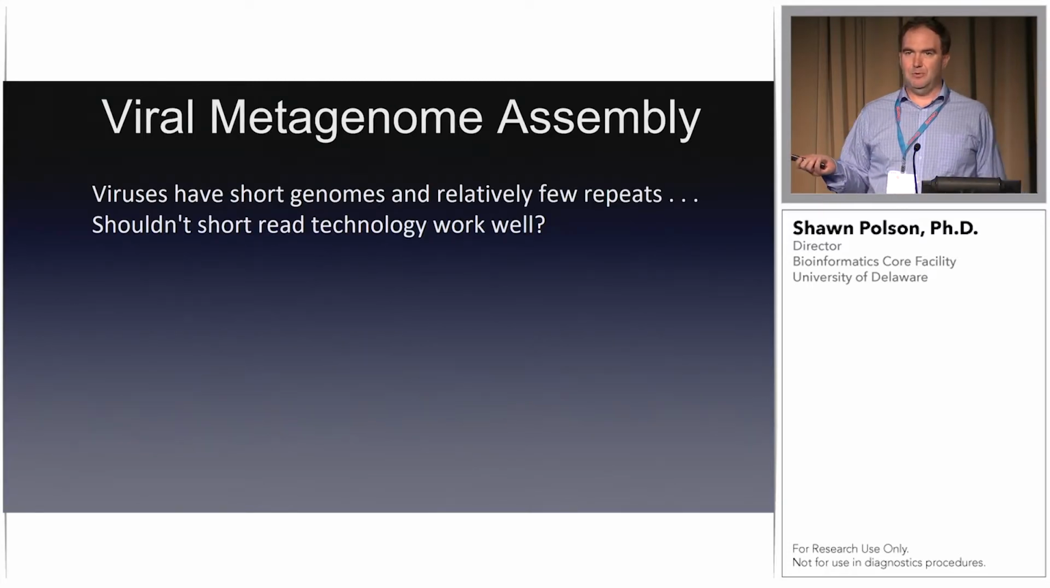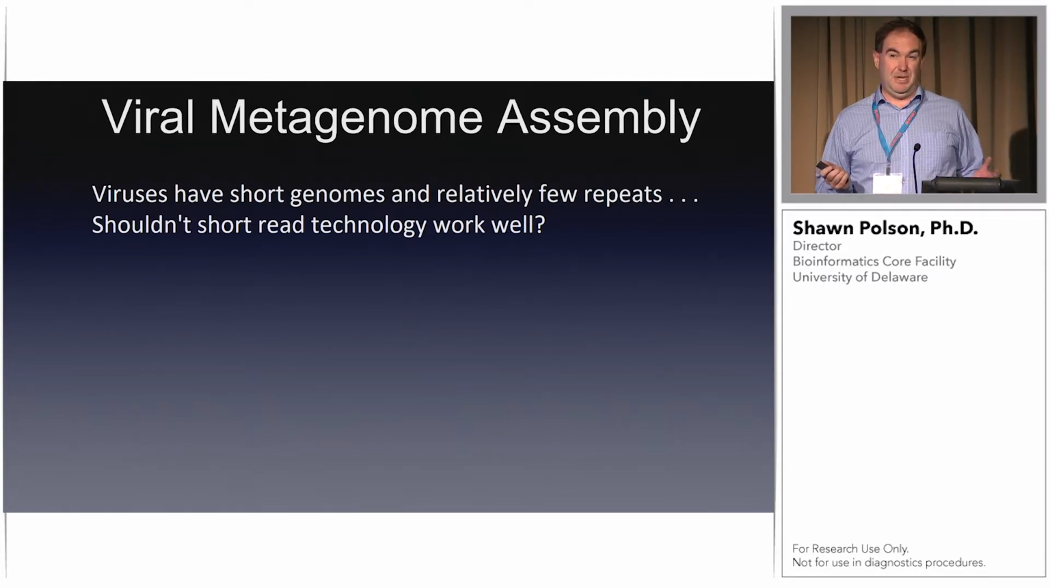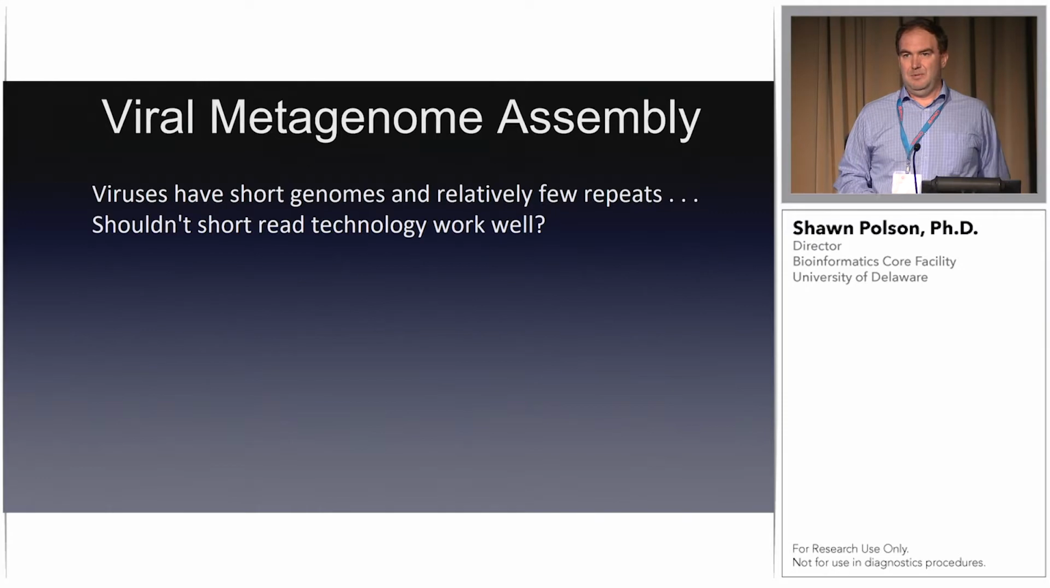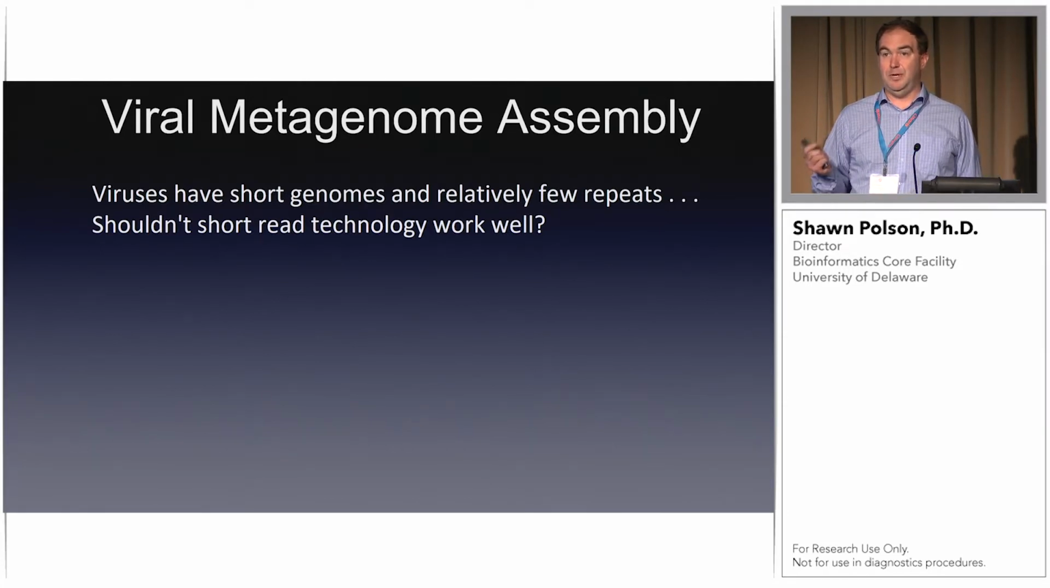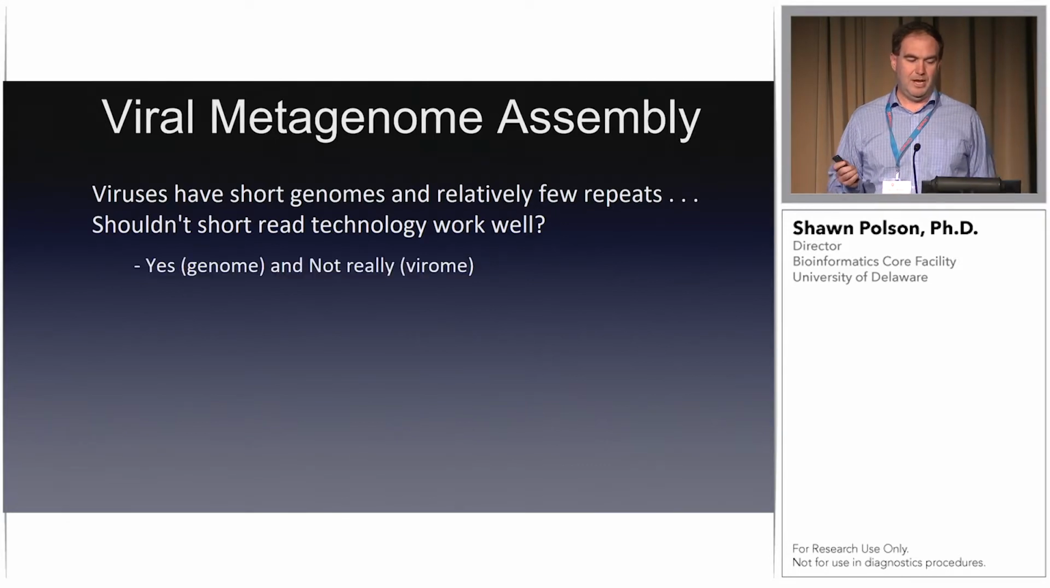You would really think that with viruses, they have short genomes. The ones we look at tend to range from, say, 30 kb on the very small side to maybe 200 kb for fairly large bacteriophage. They tend to be highly coding. They don't have a lot of repeat regions. So you'd think short read technology would be great for doing those assemblies, right?